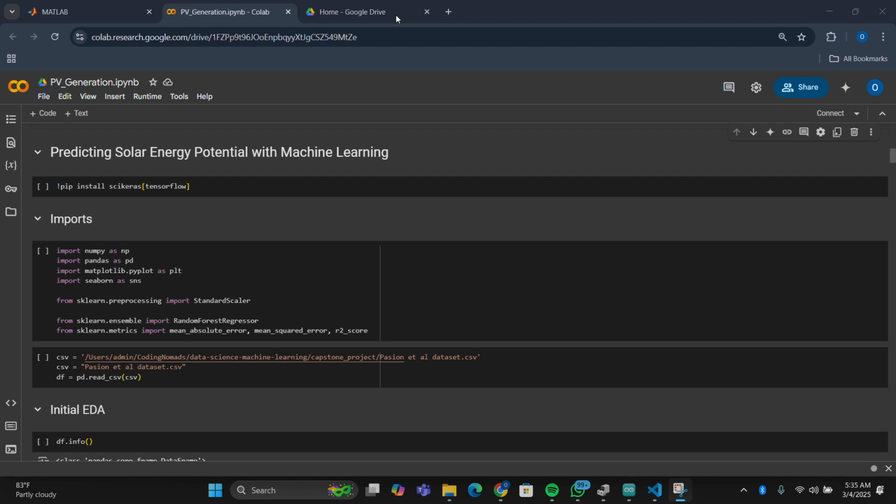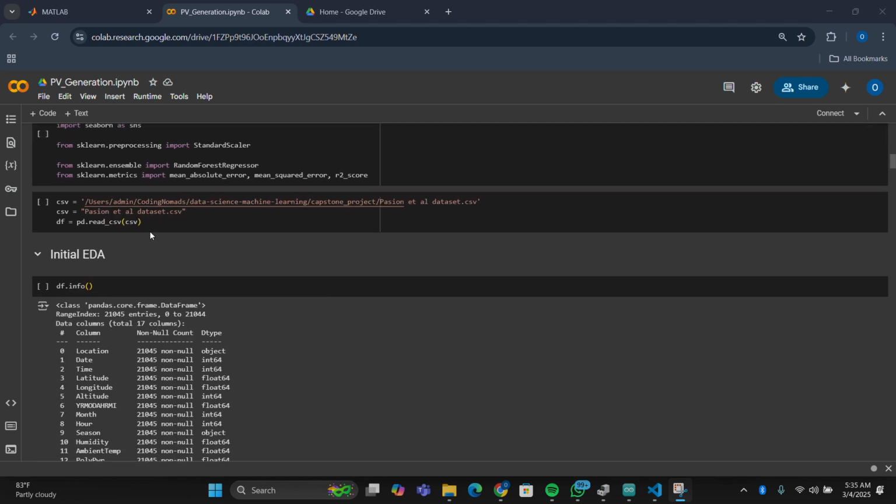So for the PV power forecasting, the first step was getting the data set. The data set was gotten from a previous research, so it's a freely available data set. We first imported the necessary libraries, then opened a CSV file that contained the data set.